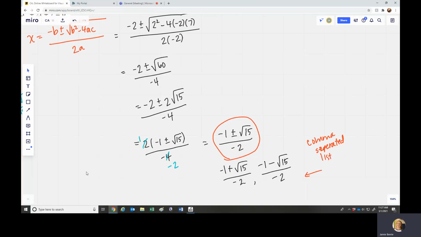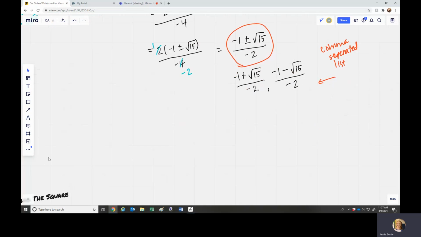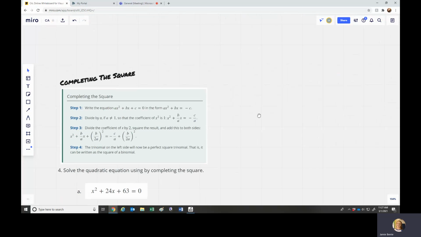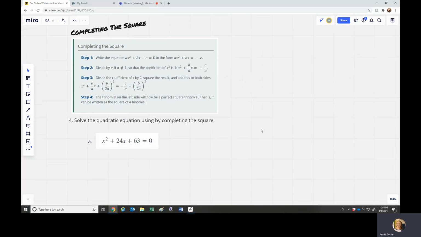All right, so our last method of solving quadratic equations is called completing the square. Completing the square is not the most efficient way to factor a quadratic equation, but like I said, you do have to know how to do this in calculus. So if you do plan on going on to calculus, you should make sure and write these steps down and just try to get a grasp of what's happening here.